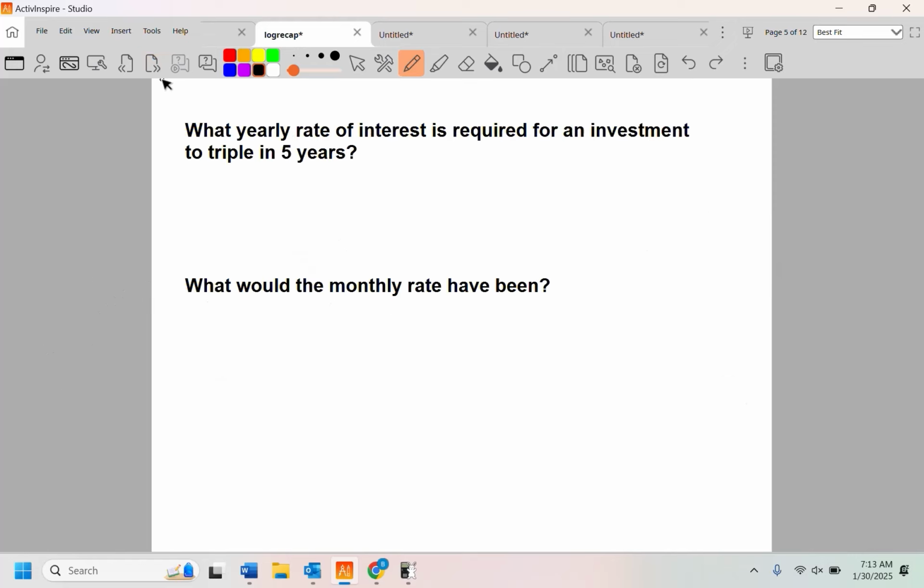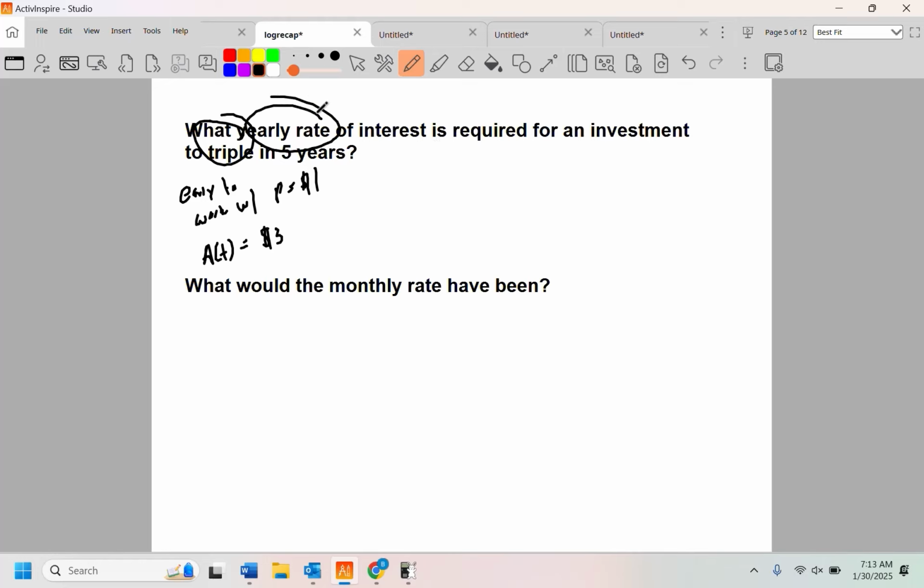All right, what yearly rate of interest is required for an investment to triple in 5 years? So this one really bothers kids when I ask questions like this. They're like, well, what did you invest? You invest whatever you want. The easiest thing to invest, it is easy to work with, a principal of $1. It's the easiest thing you can do. So our principal is $1. We're going to triple. So the amount after time is going to be $3. So let's plug this in.